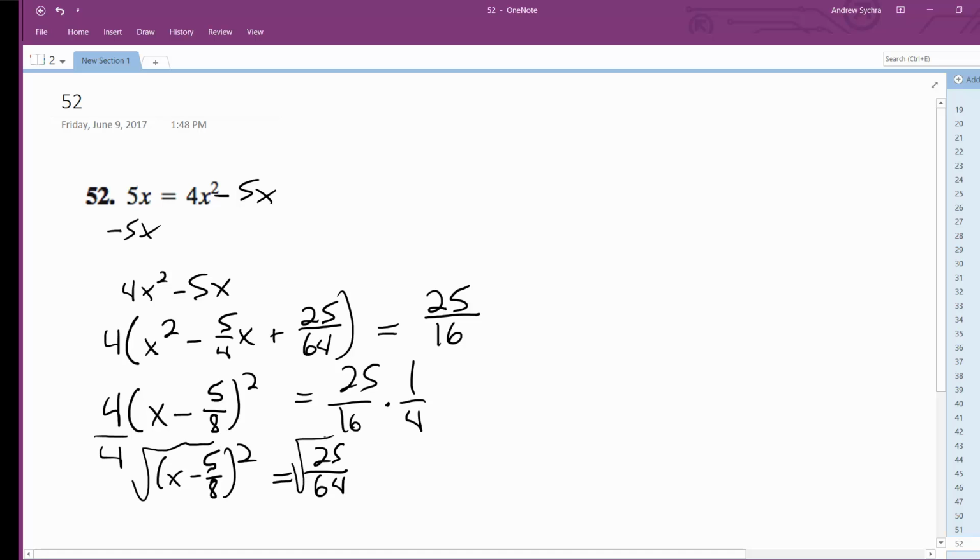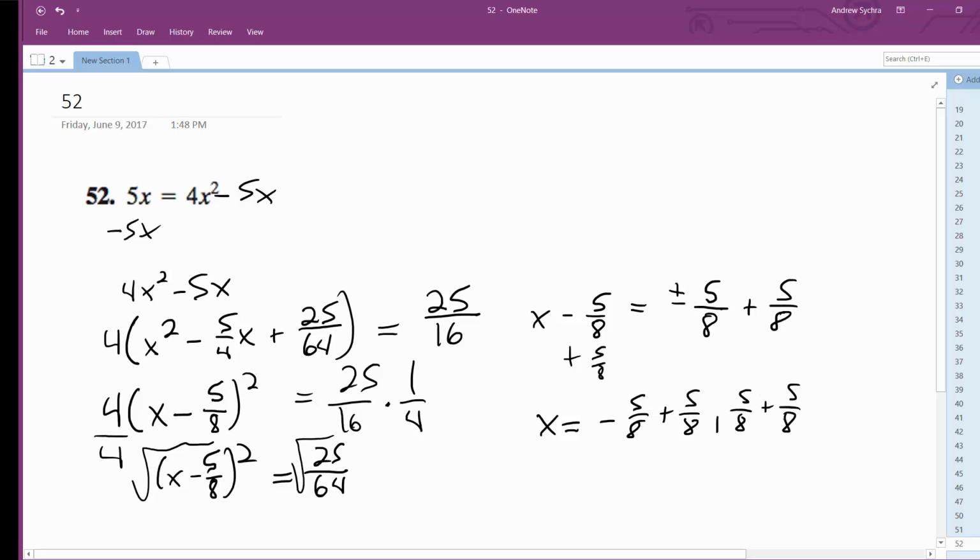Take the square root of both sides, and what I end up with is x minus 5 over 8 is equal to plus or minus 5 over 8. All right, and then I'm gonna add 5 over 8. So then we get negative 5 over 8 plus 5 over 8, and 5 over 8 plus 5 over 8. All right, and then x equals 0, and 10 over 8 simplifies down to 5 over 4. That's it.